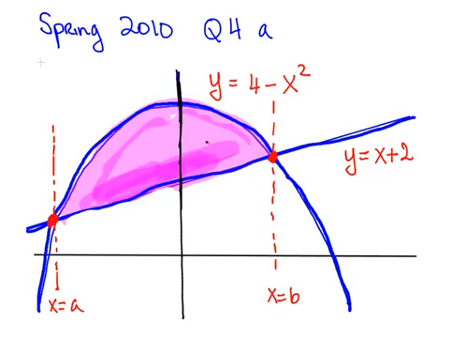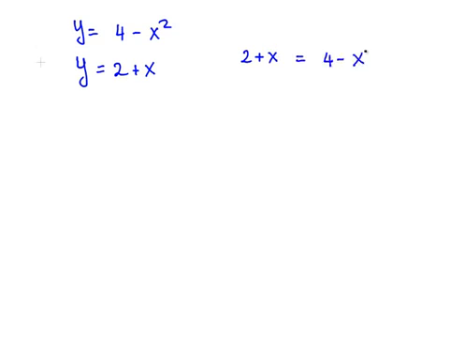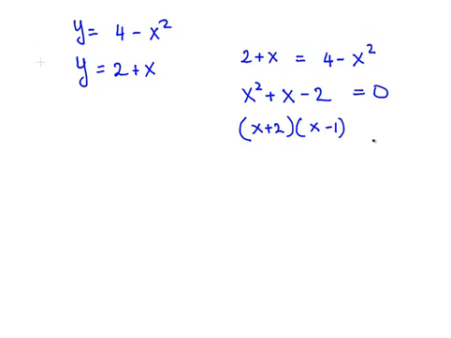So how do we find them? Well, we let the two expressions equal each other. y equals 4 minus x squared, and y equals 2 plus x. So 2 plus x equals 4 minus x squared. Working that out, we get x squared plus x minus 2 equals 0. Now we factorize that, and we get x plus 2 and x minus 1, and let that equal 0. Those are our values for a and b: x equals minus 2 and x equals 1.